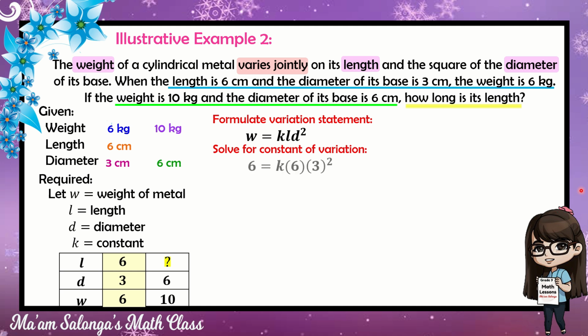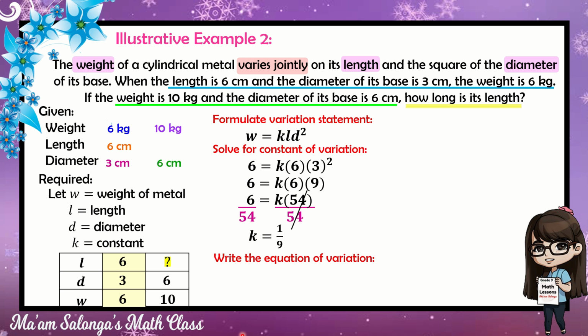So by substitution, we have 6 equals K times 6 times 3 squared. 3 squared is 9. Times 6, that is 54. And divide 54 both sides of the equation. We have now K is equals to 1 over 9. Ito ay hindi po pwedeng ma-divide. So ang ginawa lang dito ay ni lowest term. Since they are divisible by 6, 6 divided by 6 is 1, 54 divided by 6 is 9.